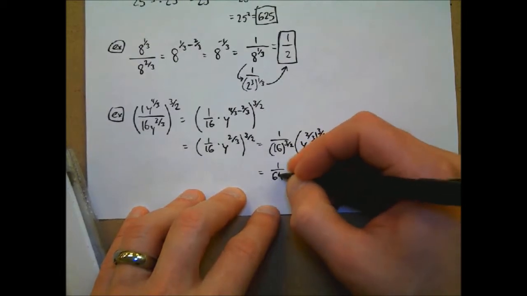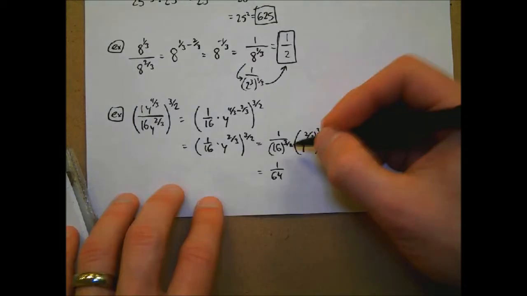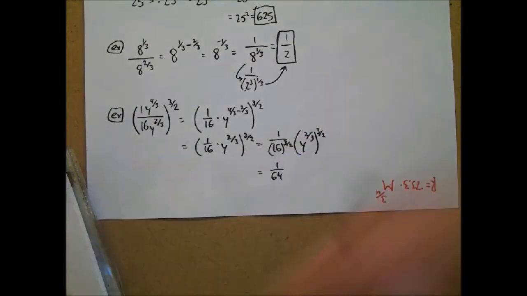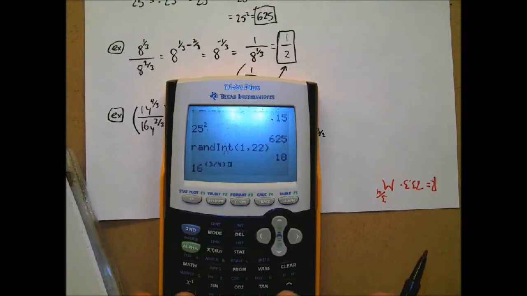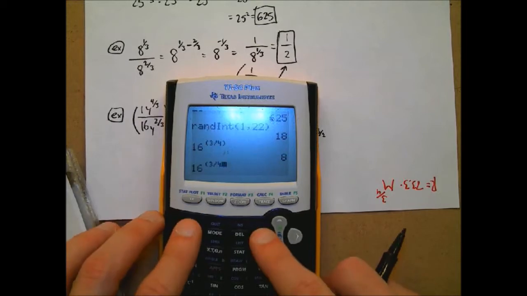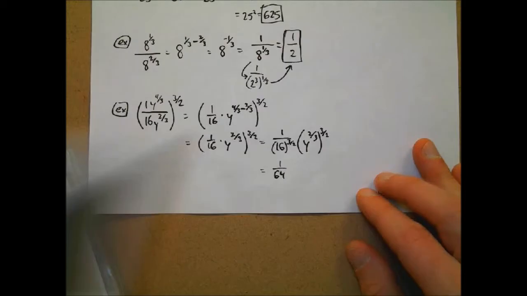And if you're not comfortable with that, you're like, Mr. Witt, I don't know if I'm going to be able to remember all that. I mean, you can. It's just square root the 16 and then cube it. But you can also just type it in your calculator, okay? You can type in 16 to the, and then in parentheses, 3/4. Oops. Sorry, it was 3/2. And there's your 64 that you get. So you can just type in the fraction there. It'll work.